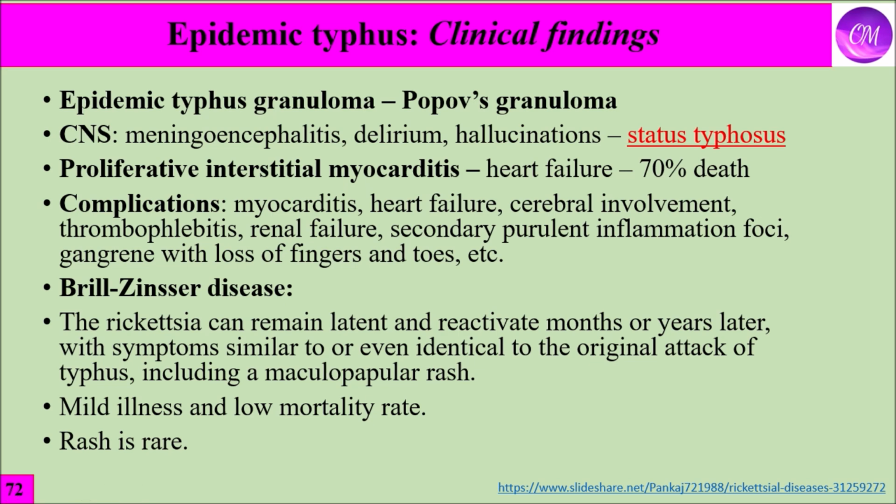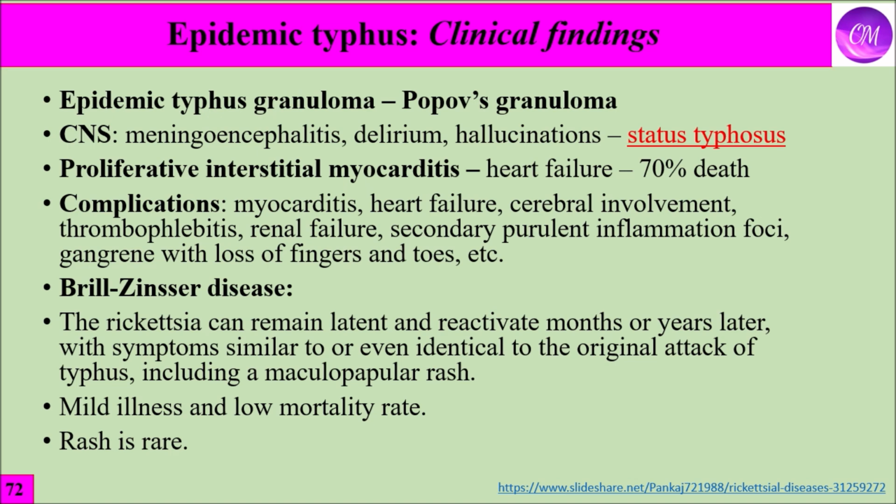The clinical findings of epidemic typhus. The epidemic typhus granuloma that forms during the disease is known as Popov's granuloma. From the central nervous system develops meningoencephalitis, delirium, and hallucinations that we call the status typhosus. From the heart develops proliferative interstitial myocarditis that results in heart failure, and 70% of patients die.